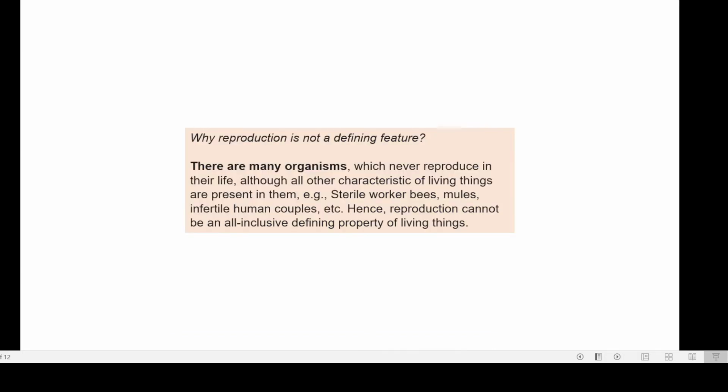And why reproduction is not a defining feature. There are many organisms which never reproduce in their life, although all other characteristics of living things are present in them. For example, sterile worker bees, mules, infertile human couples, etc. Hence, reproduction cannot be an all-inclusive defining property of living organisms.